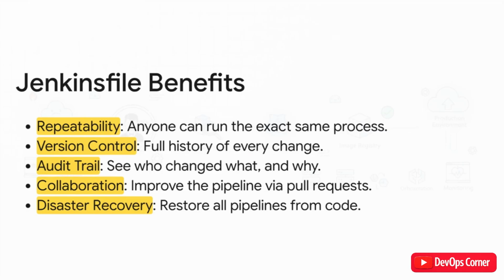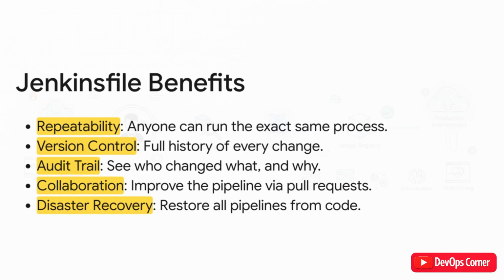First, your pipeline is now completely repeatable. Anyone on the team can check out the code and run the exact same process. It's under version control, which means you have a full history of every single change ever made to your deployment process. You have a real audit trail. You can use a command like git blame to see exactly who changed the deploy script and why they did it. It enables true collaboration, allowing developers to improve the pipeline through pull requests, just like any other piece of code.